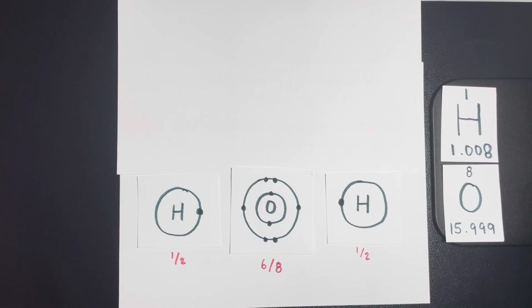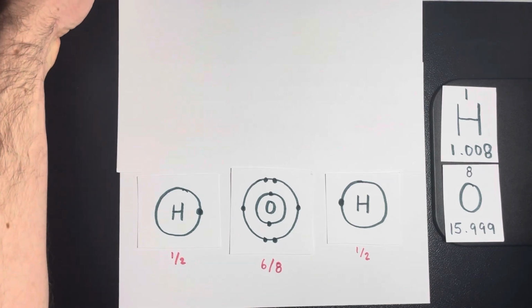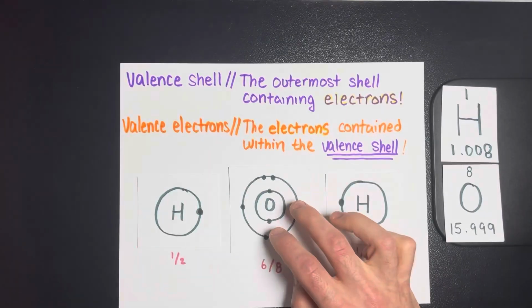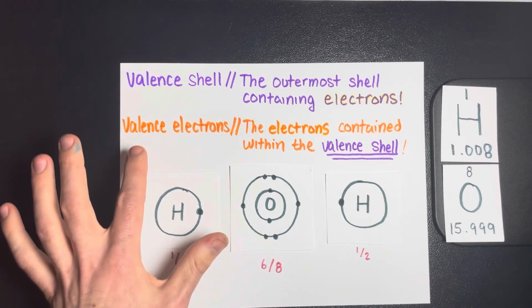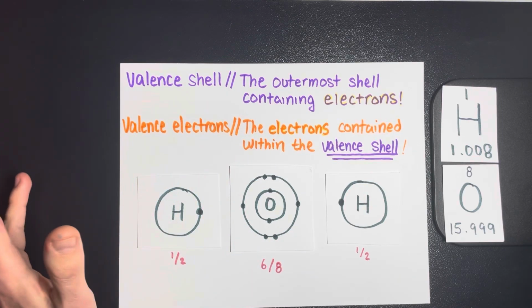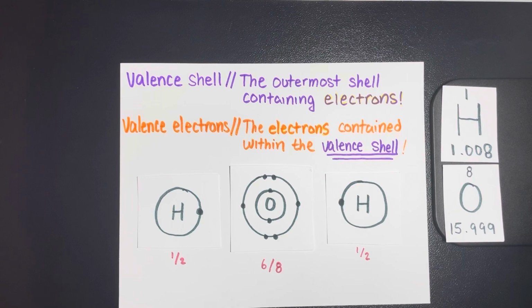Now, I want to give some vocabulary because there is a proper term for the outermost shell of an atom, and that is the valence shell. Now, the valence shell is the outermost shell containing electrons, and the valence electrons are simply the electrons contained within the valence shell. Okay? Cool.